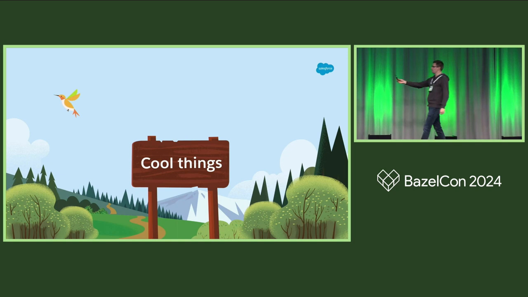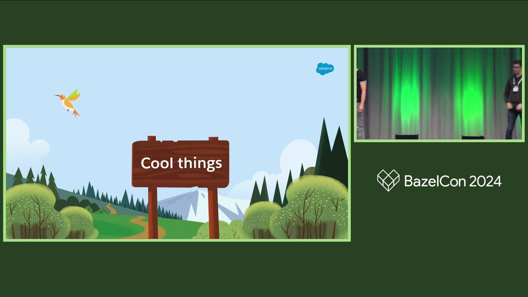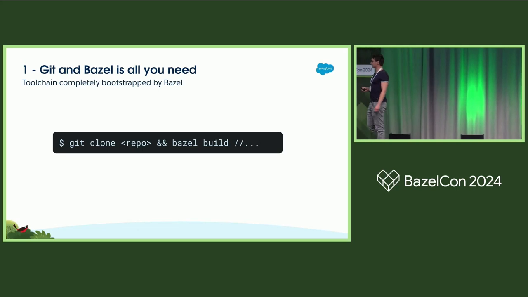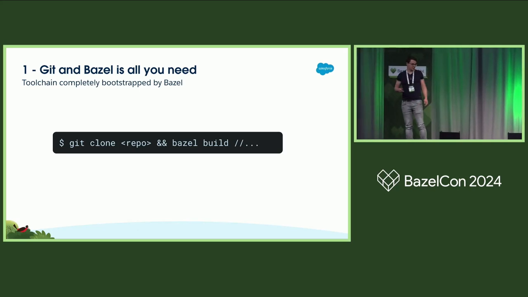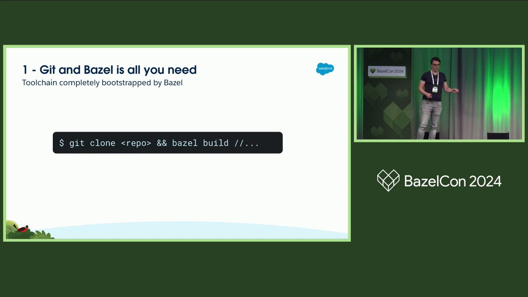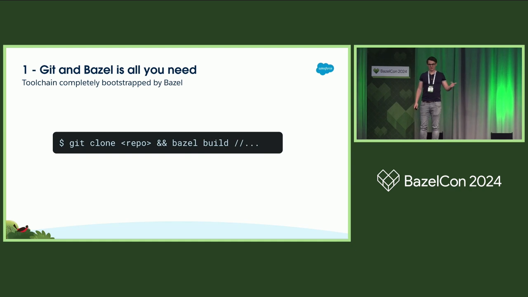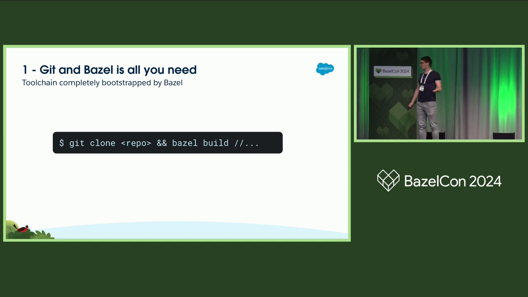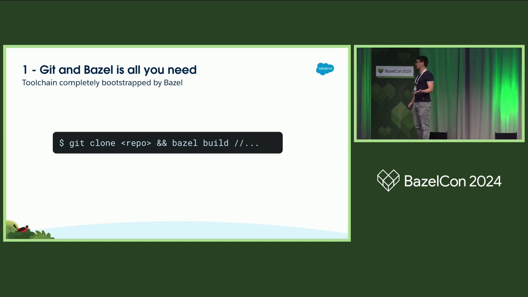Yeah, so now about some of the highlights that this toolchain allows us to do. First of all, if you configured a toolchain like we did, Git and Bazel are really the only two tools you need to install on your machine to get your whole build working. So if someone new joins your team, they install Git, they install Bazel, then they clone the repository, and they initiate the Bazel build. That's it. Like, everything else will be provided by Bazel.